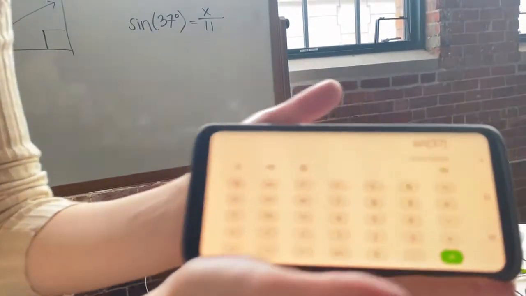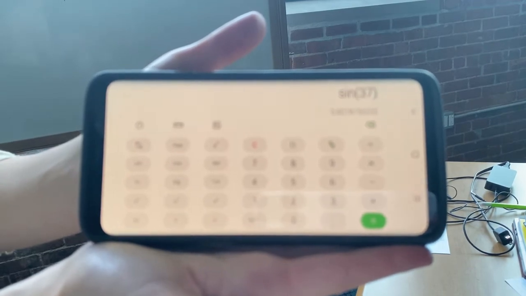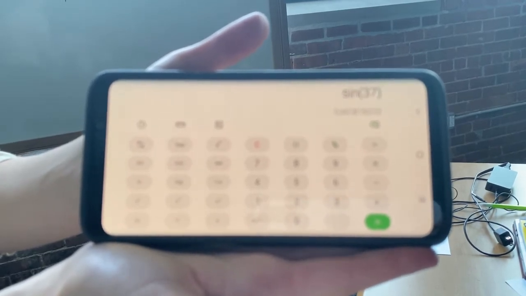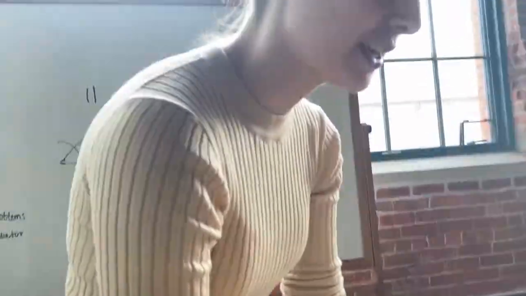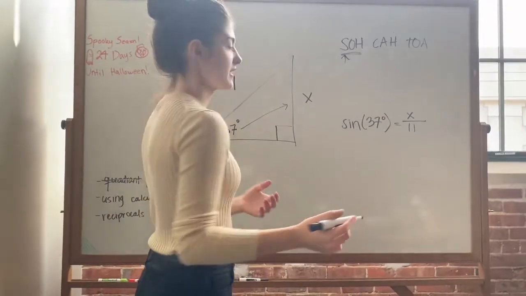It didn't focus. Let's try again. I can see sine 37 degrees, but I can't see the answer. All right, well, the answer is 0.6018. So here, I'll write that down.